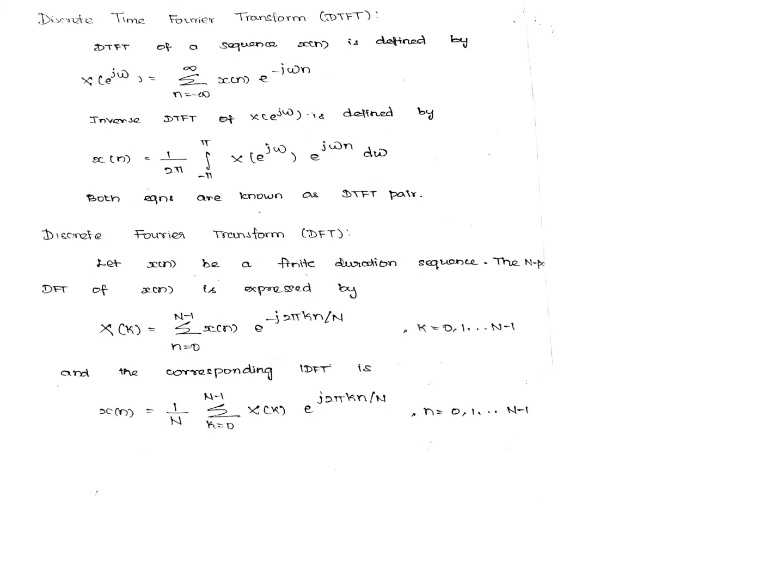k is equal to 0 to N minus 1 X of k e power plus j 2 pi k n divided by capital N, where n varies from 0 to N minus 1. In the normal DFT formula, we have e power minus j 2 pi k n divided by capital N. In the inverse discrete Fourier transform, we have e power plus j 2 pi k n divided by capital N. This is the major difference between the direct DFT and inverse DFT formula.